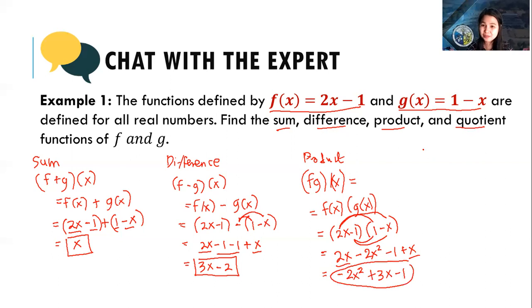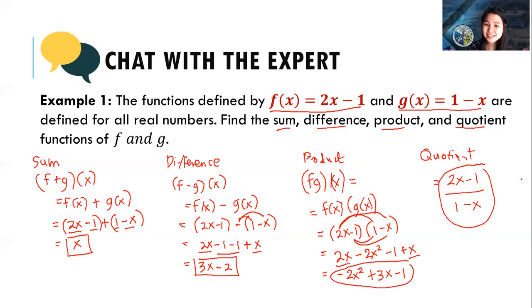And the last one, we have the quotient. We simply divide both. So 2x minus 1 over 1 minus x. And you see there's no square, there's no GCF. So we could no longer simplify this. So this will be our final answer. Any questions? Or do you want to try with another example?